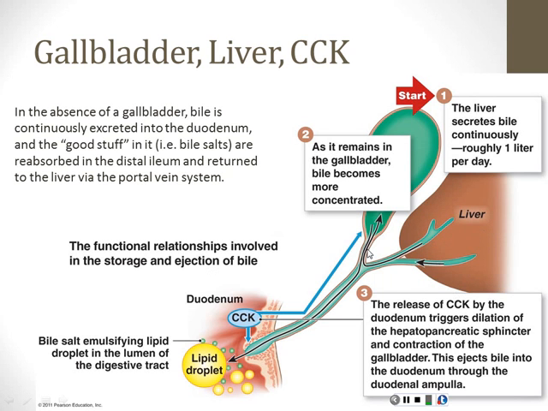So there's a recycling system that's present. In the distal part of the ileum, the third part of the small intestine, the important good stuff in bile is reabsorbed and transported back to the liver so that it can be recycled. So in the absence of a gallbladder, there's secretion and recycling that happens instead of storage and concentration, which is what happens when you have a gallbladder.